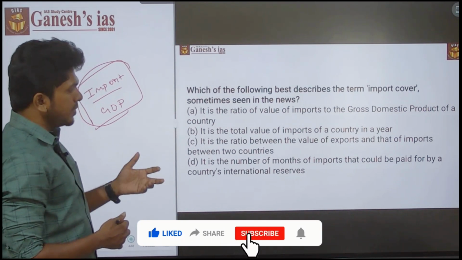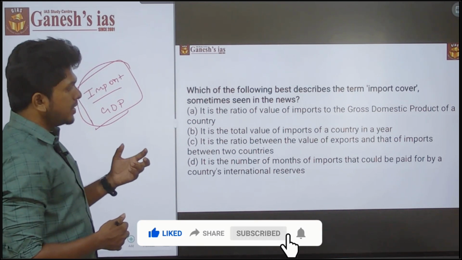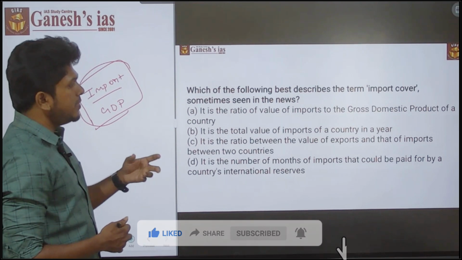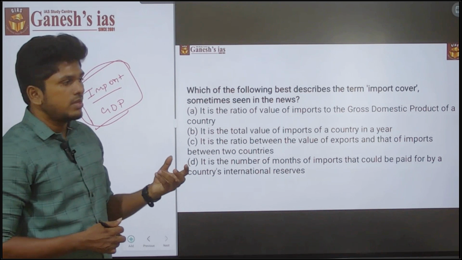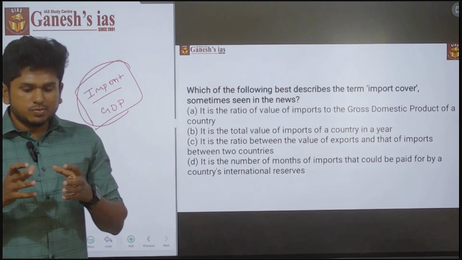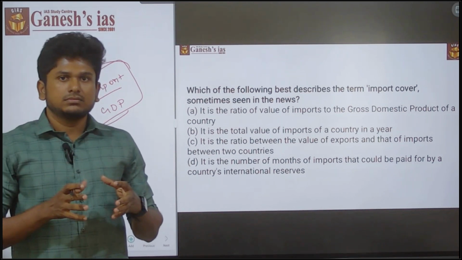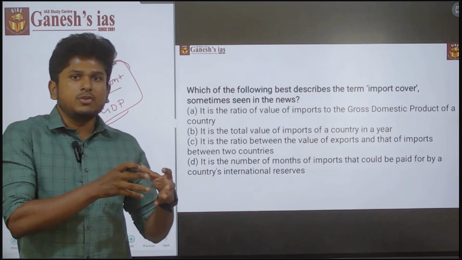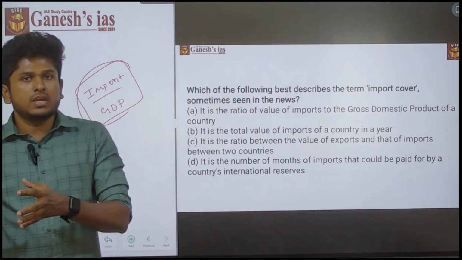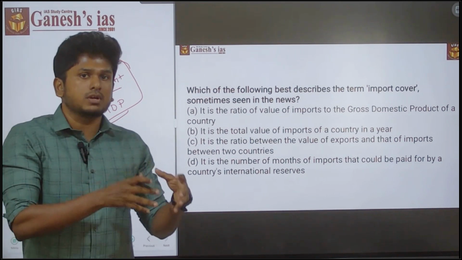It is the number of months of import that could be paid for by a country's international reserve. So how much money I can cover, how much import I can cover using my reserve. That is called import cover.